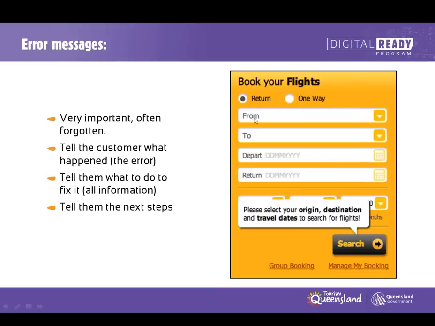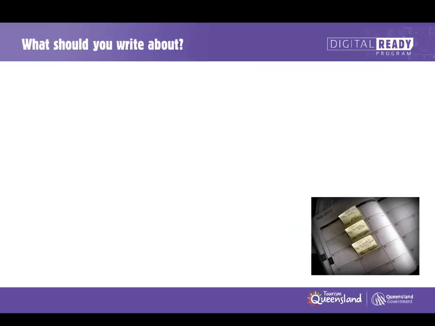As a bit of an experiment, I didn't fill in anything here and I just clicked search, and I've got a very polite error message that says please select your origin, destination and travel dates to search for flights. The only thing I would change here is that origin doesn't match the word from, but that's a small point. I know what to do now, and I've got a little visual cue, a little arrow, that says to me visually, when you've done that, click search again. Just a nice little error message that helps the user to fill in the fields they've missed, and helps them to correct the error.